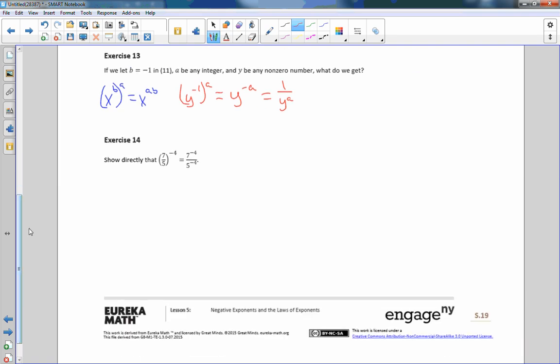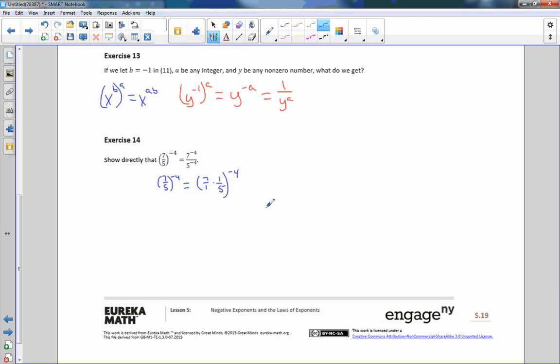Okay, exercise 14. Show directly that 7/5 to the negative 4 equals 7 to the negative 4 over 5 to the negative 4. So what I want to do here is 7 over 5 to the negative 4 equals 7 over 1 times 1 over 5 to the negative 4. I can split fractions up like that. When I multiply these back together, 7 times 1 is 7, 1 times 5 is 5, so this is okay.